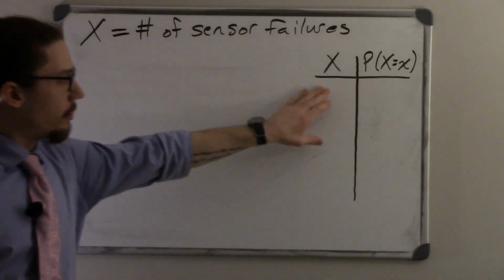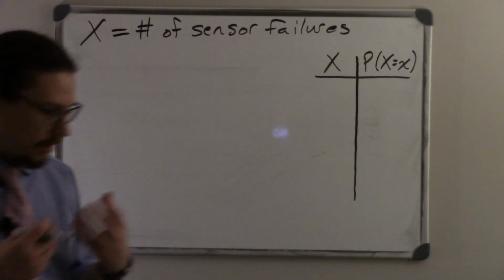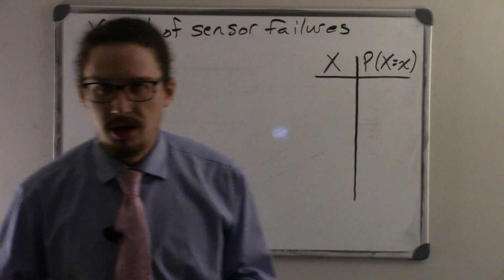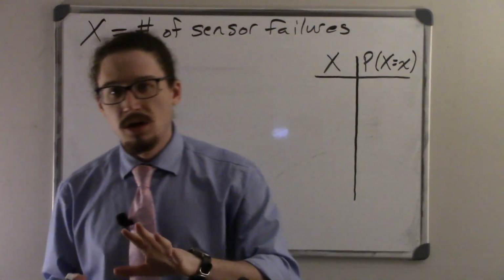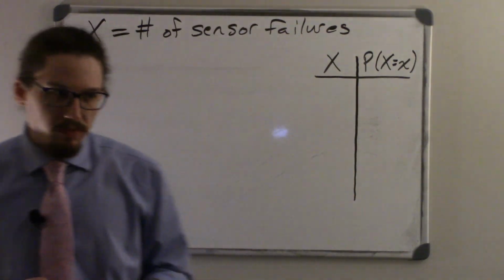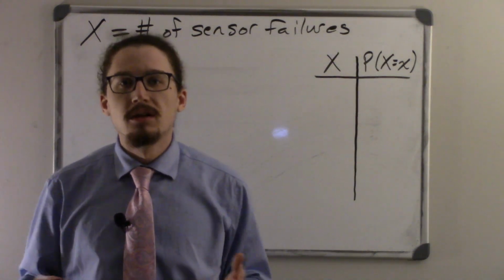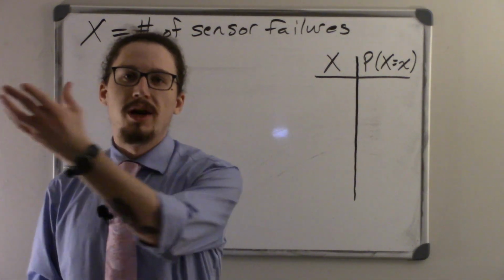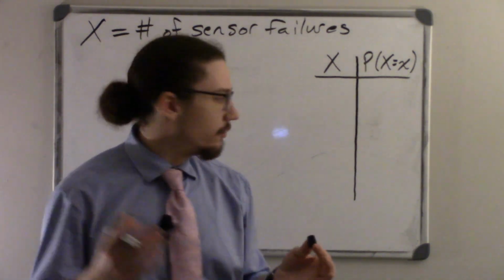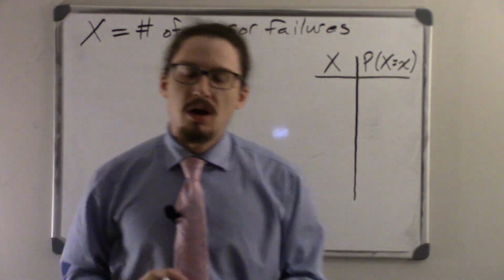All right, so when we go to list our possible outcomes, we need to think about what the possible outcomes are. We have 5 sensors, so it's possible that 1 through 5 can fail. We can have 1 failure, all the way up to 5 failures, so 5 is going to be our maximum.